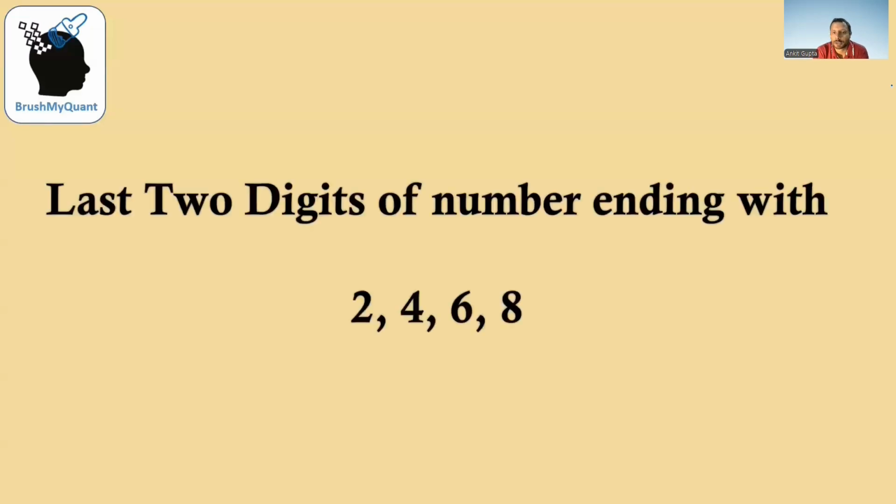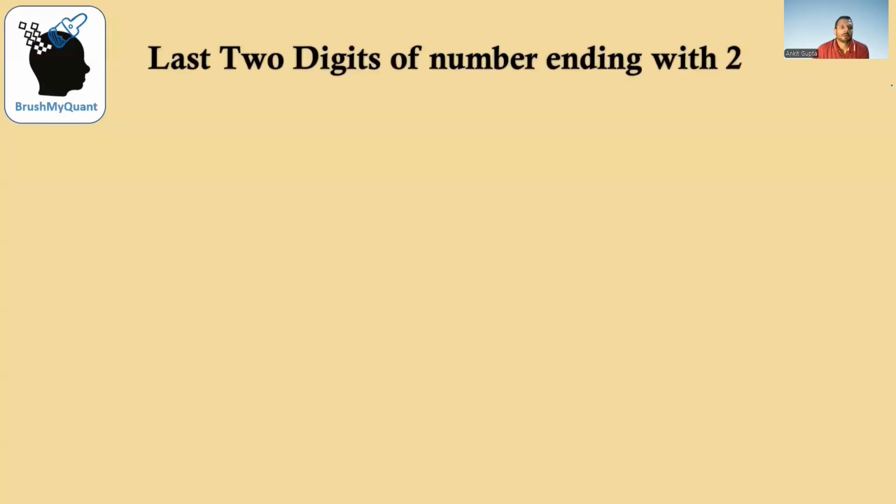In this video, we'll be talking about how to find the last two digits of numbers which are ending with 2, 4, 6, and 8. So let's start by learning how to find the last two digits of numbers ending with 2 first. So let's try this problem. Find the last two digits of 2 raised to 4274.